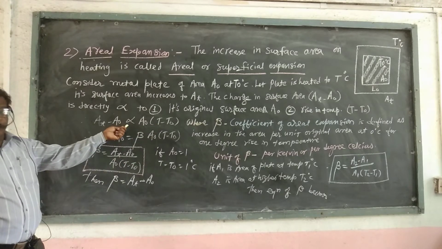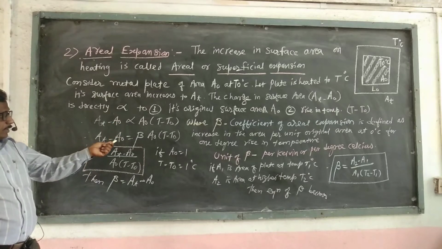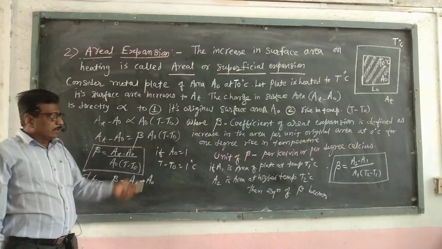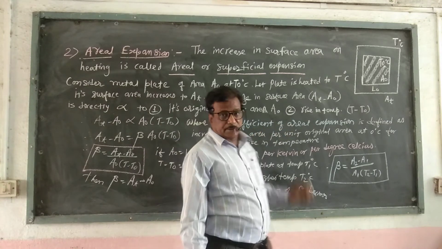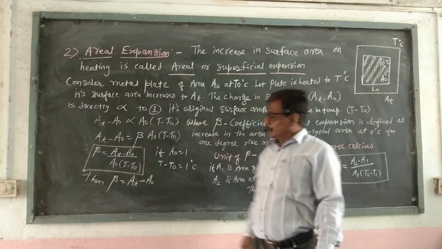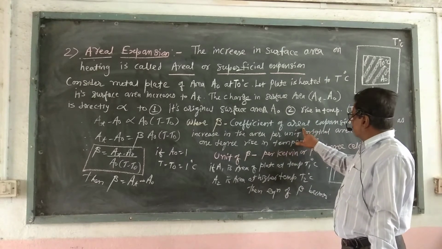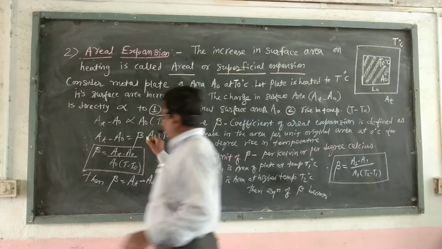So there is a proportionality constant. When we solve this, we get A minus A0 equal to beta into A0 into T minus T0, where beta is called the coefficient of areal expansion. या ठिकाणच्या बीटाला आपण म्हणतो कोएफिशिएंट ऑफ एरियल किंवा कोएफिशिएंट ऑफ सुपरफिशियल एक्सपान्शन ऑफ सॉलिड. So we find out the value of beta.